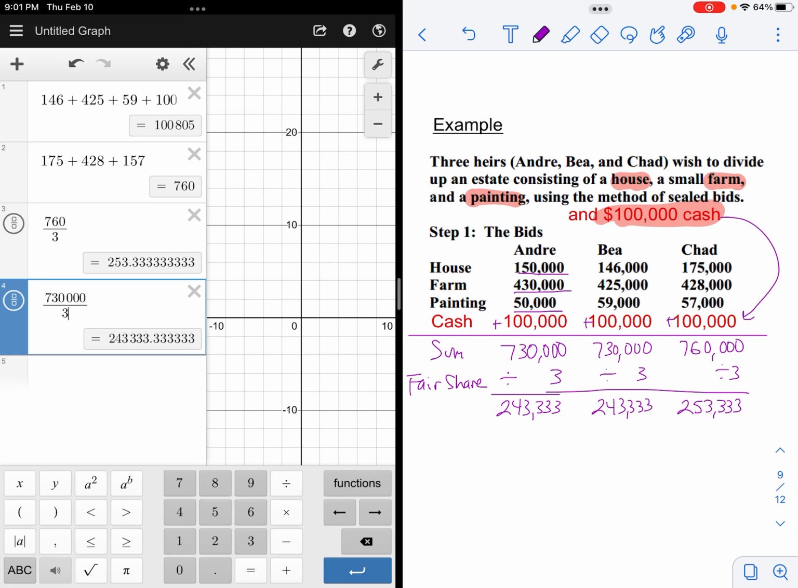So Andre and B have the same exact fair share here. It's weird how that works out. I hope I did the math right. I'm pretty sure I did.